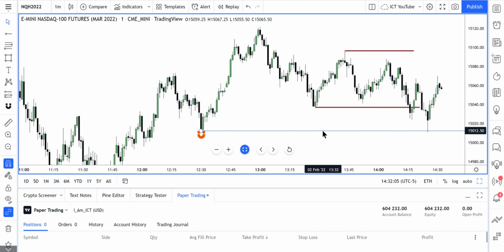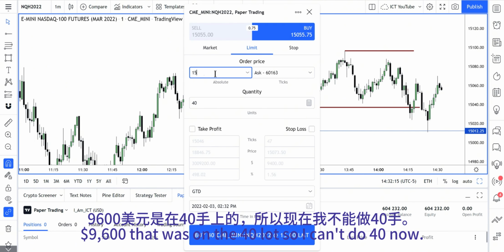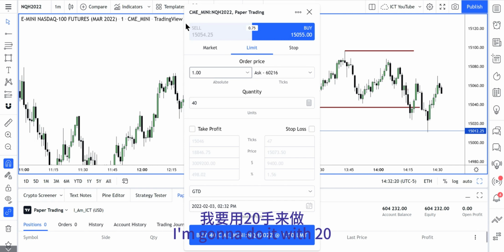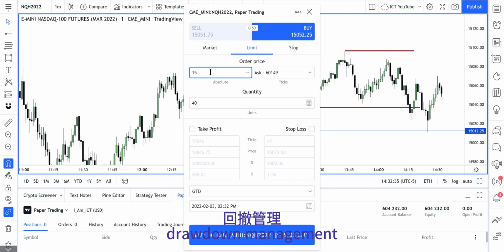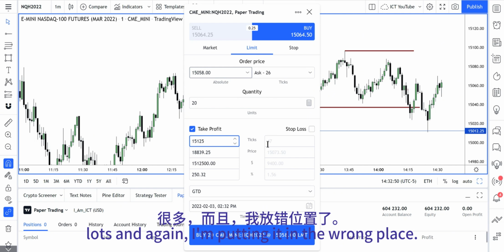So there's that loss, $9,600. That was on the 40 lot. So I can't do 40 now. I'm going to do it with 20. So this is drawdown management. 20 lots. And again, I'm putting it in the wrong place.